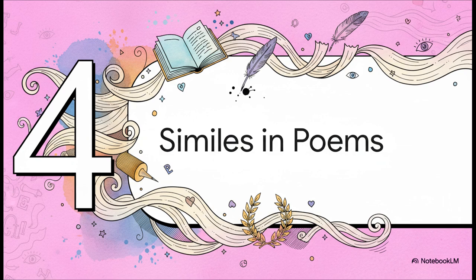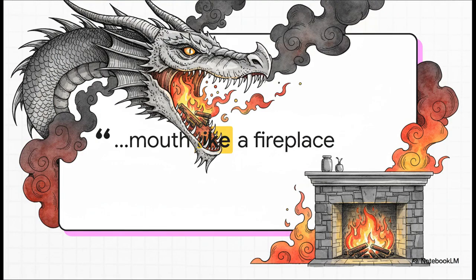Okay, enough theory. The best way to really get this is to see it in action. So let's check out a few examples from some really famous poems. First up, from The Tale of Custard the Dragon, the line is, "Mouth like a fireplace." I mean, you instantly get a picture, right? It's not just a mouth anymore. Now it's a place of heat, of danger, maybe even billowing smoke. That one little comparison does so much heavy lifting.